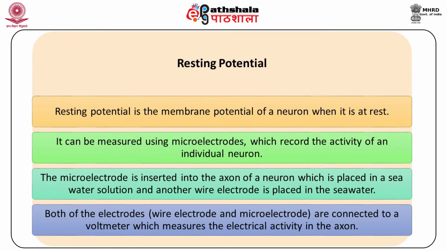Resting potential. Resting potential is the membrane potential of a neuron when it is at rest. It can be measured using microelectrodes which record the activity of an individual neuron. This microelectrode is inserted into the axon of a neuron, which is placed in a seawater solution. Another wire electrode is placed in the seawater.